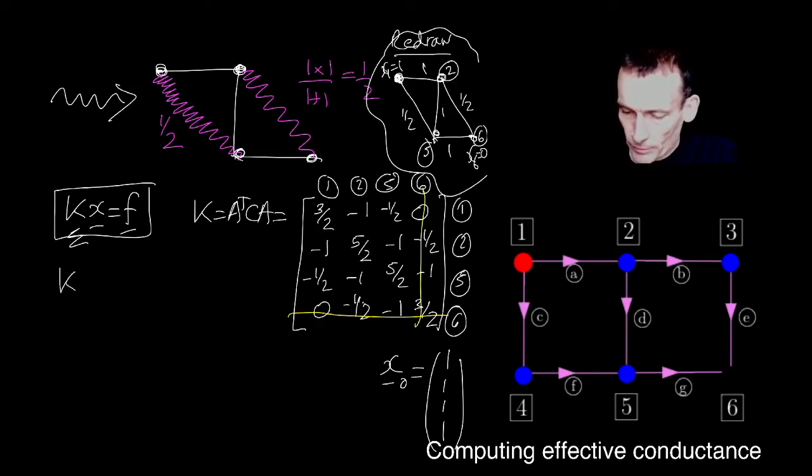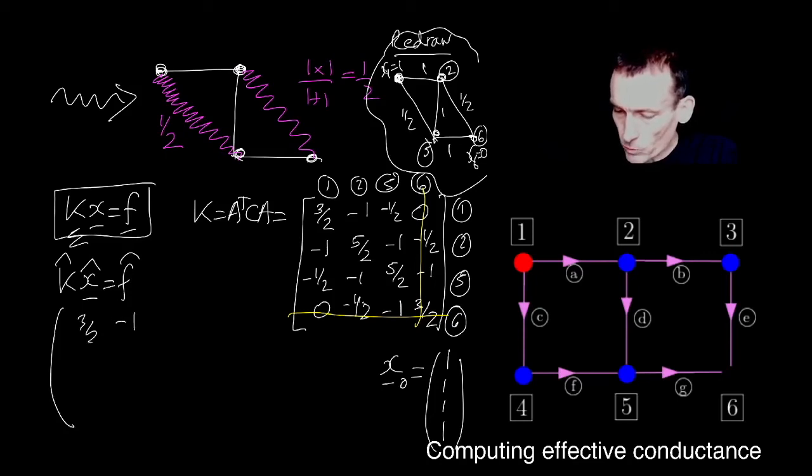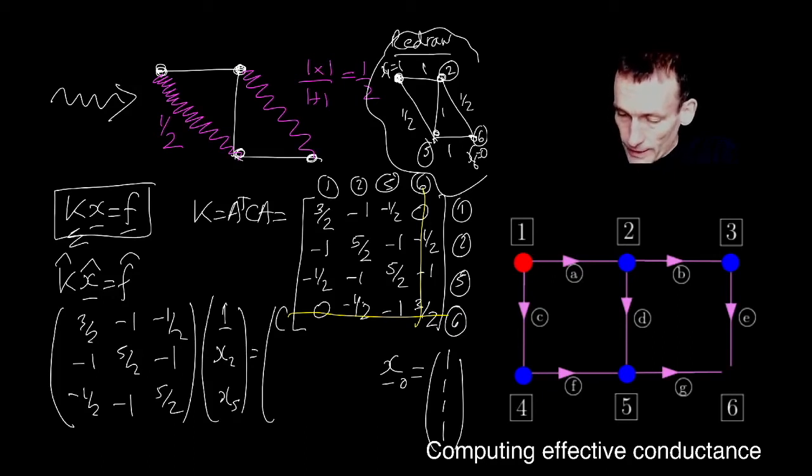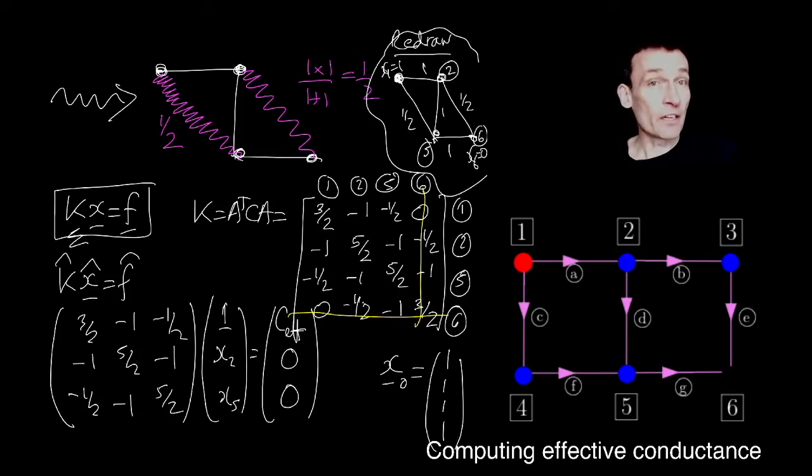I think I put hats on it before. Let me just write this down. It's going to be 3 over 2, minus 1, minus a half. Then minus 1, 5 over 2, minus 1. Then minus a half, minus 1, 5 over 2. Now, what's my unknown? Well, I know that the voltage at node 1 is 1. I don't know the voltages at 2 and 5. And I also know that CF is the value that I'm looking for. And then Kirchhoff's current law holds at nodes 2 and 5.